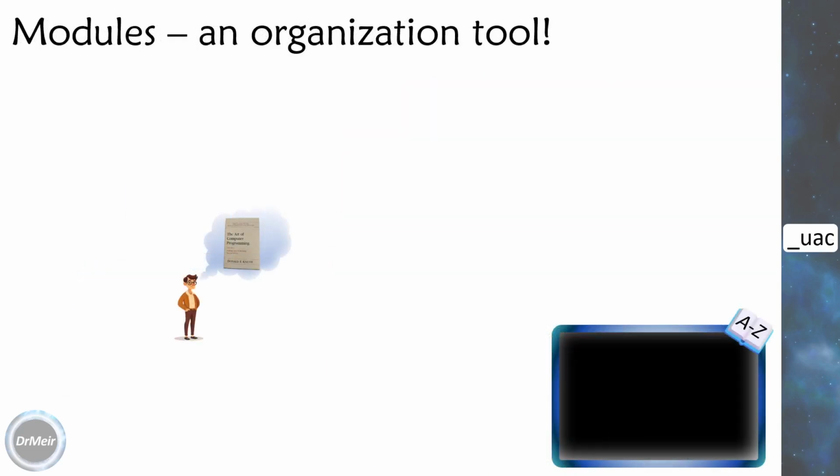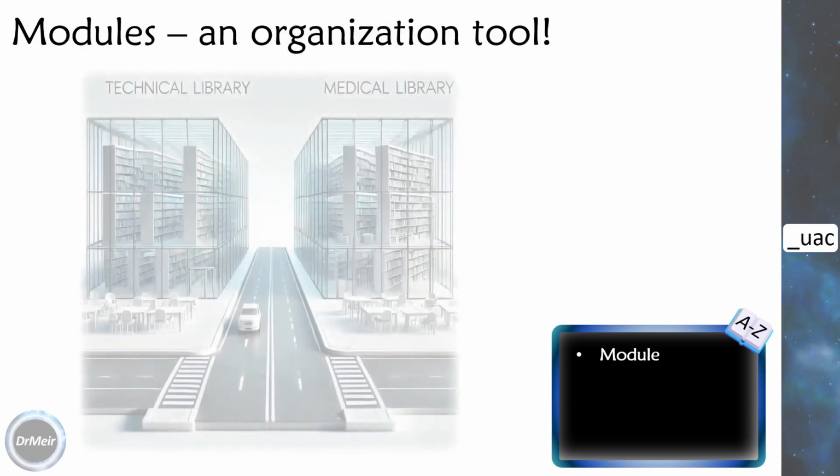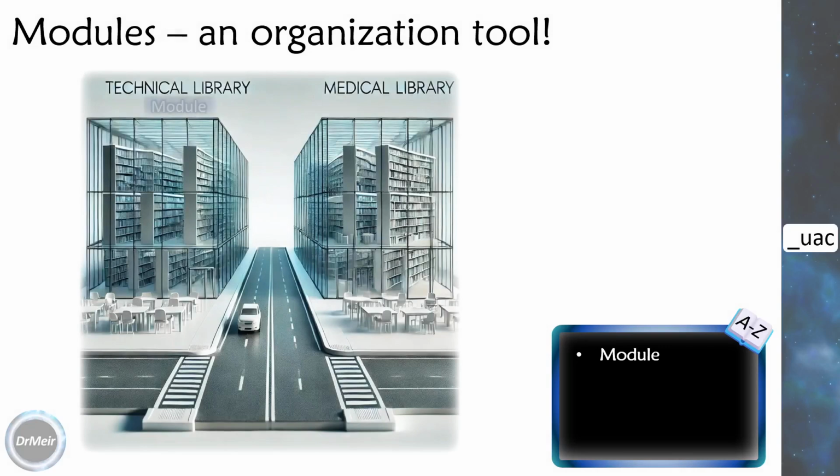In many languages, including Python, one high-level way to organize code is by dividing it into modules. Think of modules as the wings of a large library, such as the technical library and the medical library in the illustration. Just as our reader could easily locate a book about the art of programming in the technical library wing, we use modules to group related code, making it easier to find and use. Incidentally, a collection of related modules is called a library.